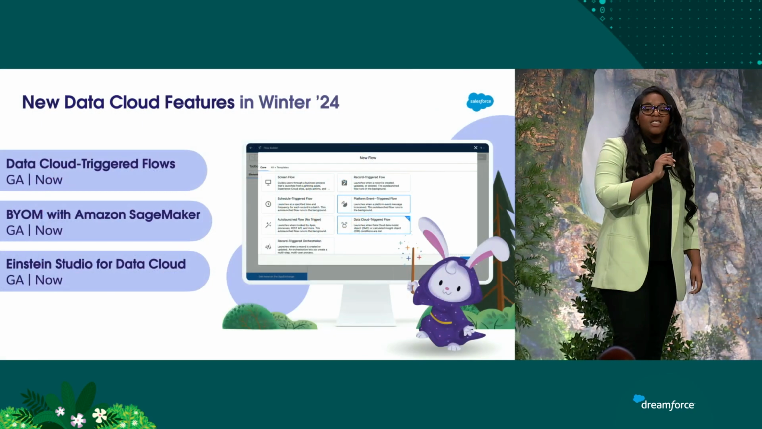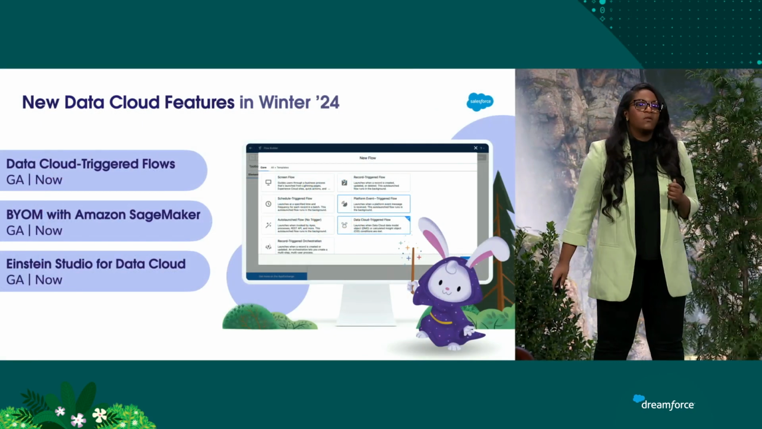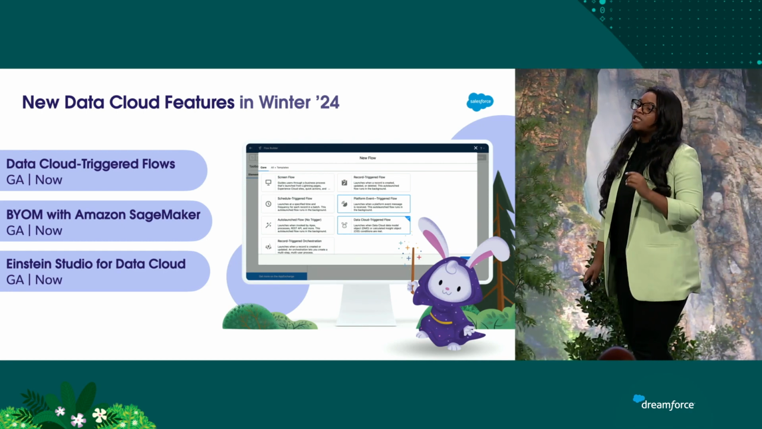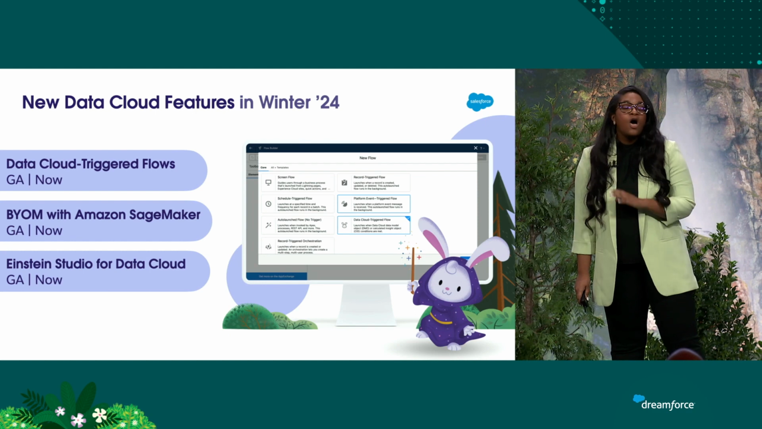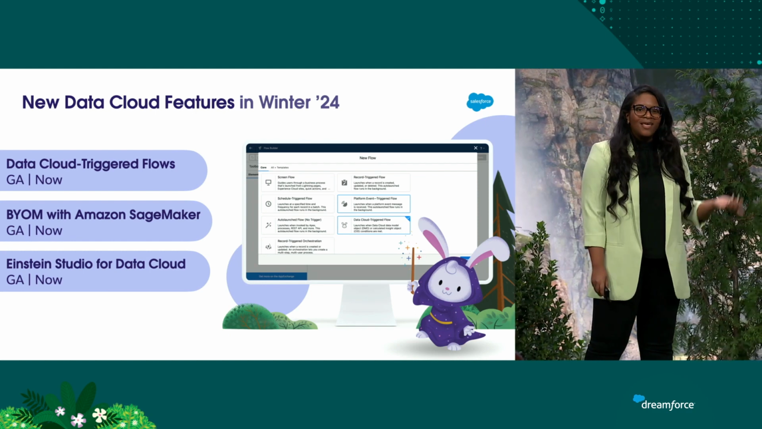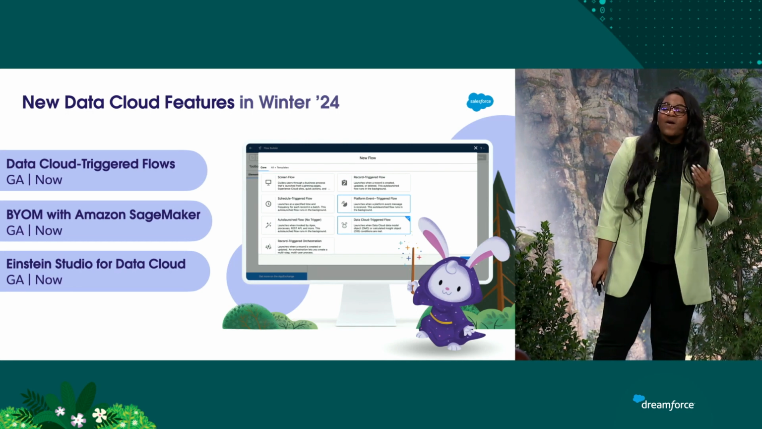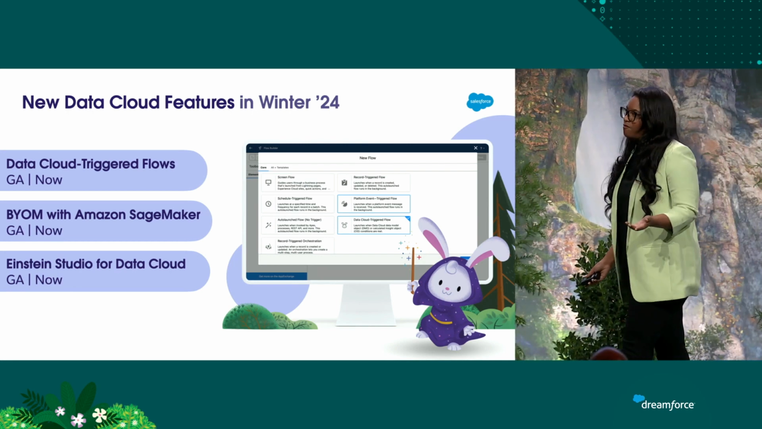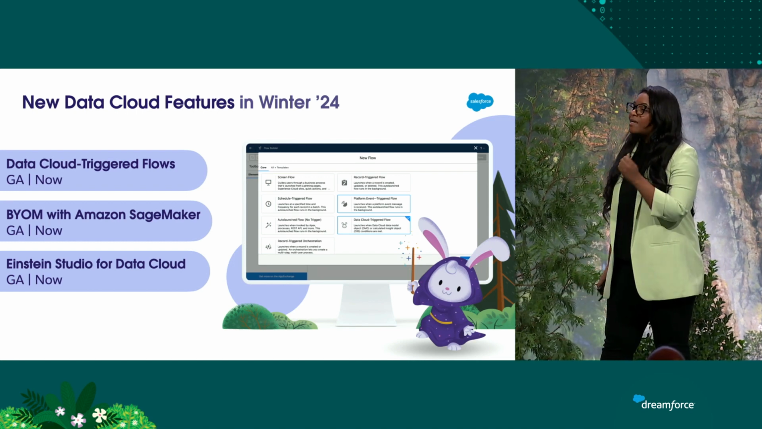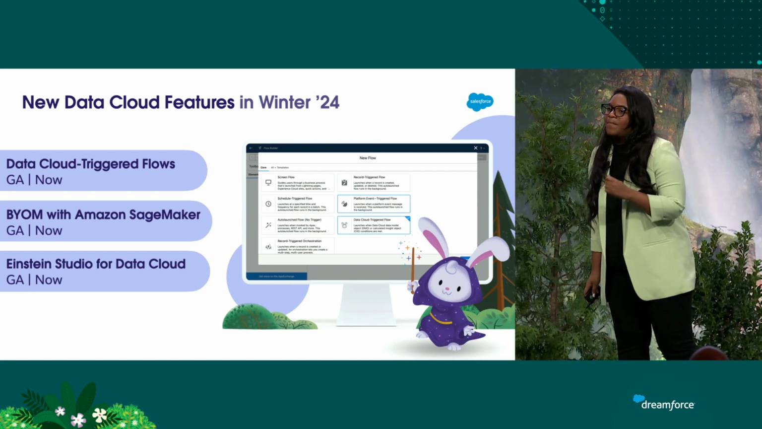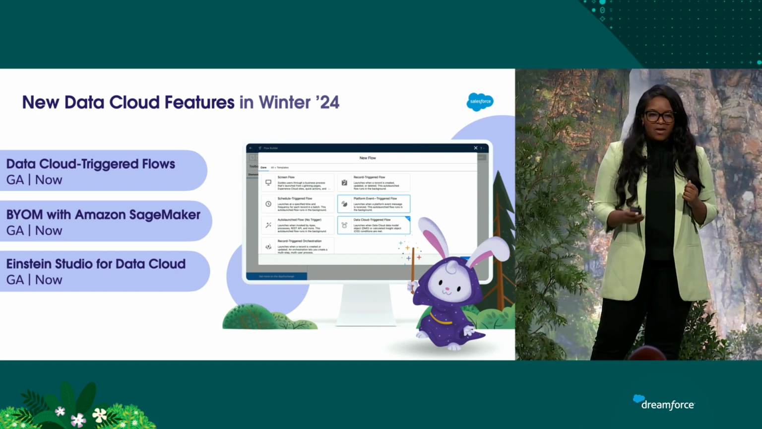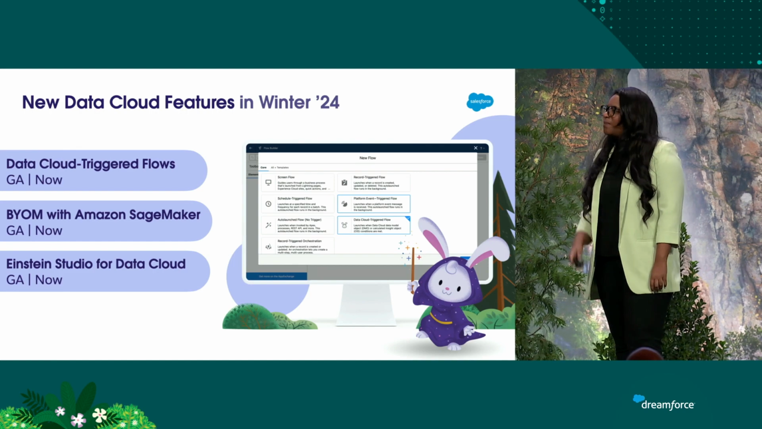I'm excited to announce our new features as of the Winter 24 release. Our first feature is the ability to use Data Cloud triggered flows, which allows you to launch flows off of data model objects. Isn't that cool? Before, you had to use data actions and platform events. We also have another awesome feature, which is the ability to bring your own AI model using Amazon SageMaker Studio and Einstein Studio. Okay, let's bring the demo.